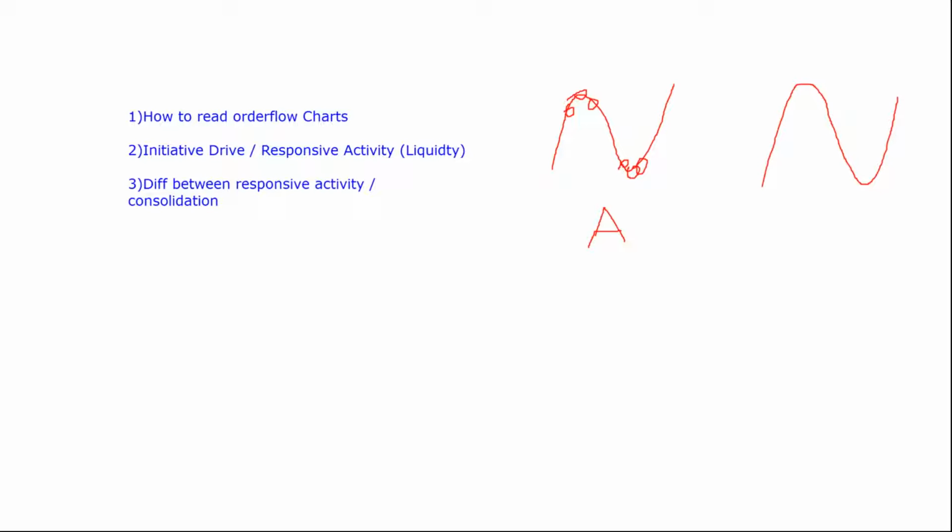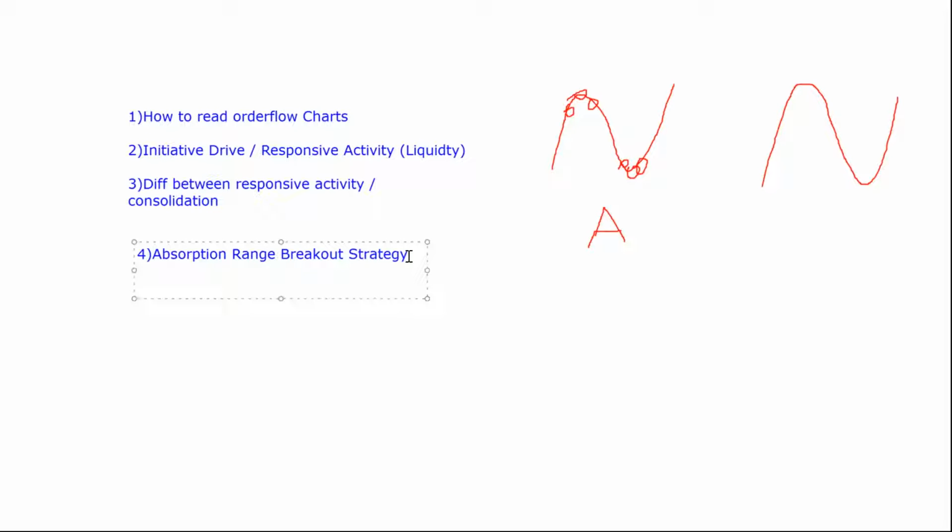And then we also talked about a couple of strategies based upon initiative and responsive activity. One of the strategies we talked about is the absorption range breakout strategy. Like how when responsive activity becomes initiative activity, and how one can understand the subtle changes, from absorption to responsive activity to initiative activity, and how one can take advantage of that information.